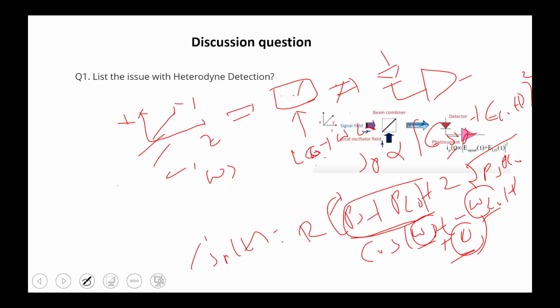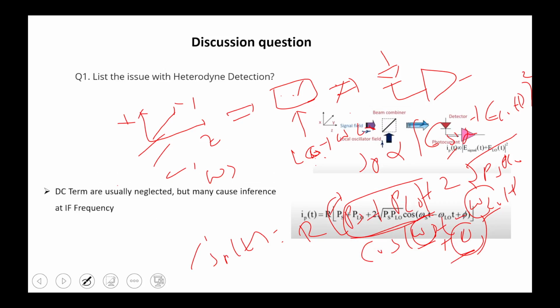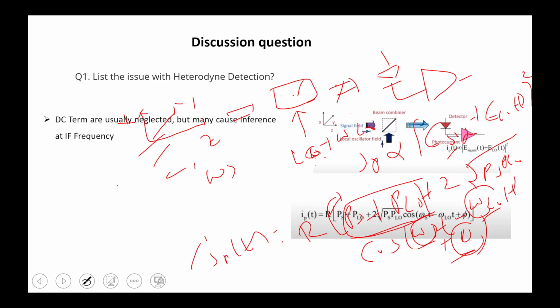So this is the diagram. I have already explained that. This is the current. The DC term is usually neglected, but in many cases it interferes. This term we have already neglected, but there is some interference at the intermediate frequency. IF is the intermediate frequency.